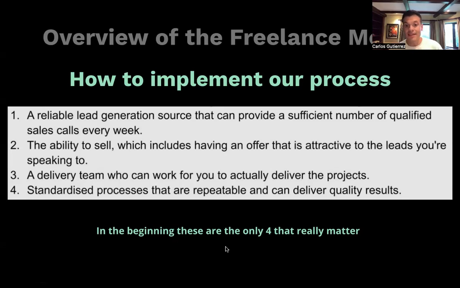Okay, so in the beginning, these are the only 4 things that matter. Don't worry about creating a fancy portfolio online, don't worry about creating a logo or opening a whole new Instagram account. Just focus on these 4 things at the beginning to actually get your first clients.